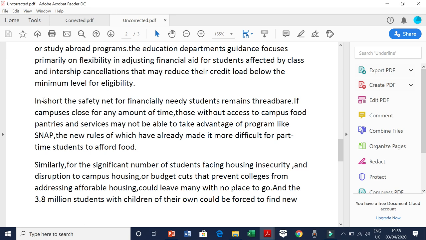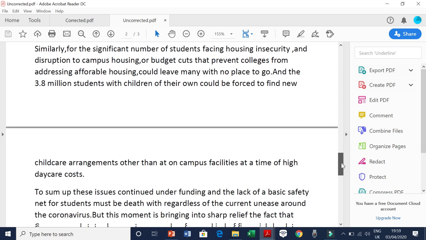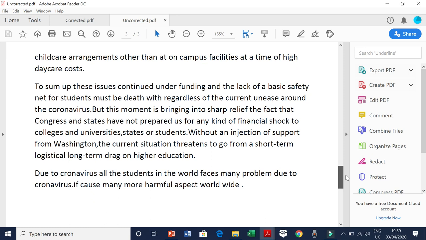Then look at this: "in short." Why is there a hyphen? It is "in short" without a hyphen. Then a comma over here. "The safety net for financially needy students remains threadbare if campuses close for any amount." Okay, that's fine. Similarly, for the significant, okay, fine, good from this point.